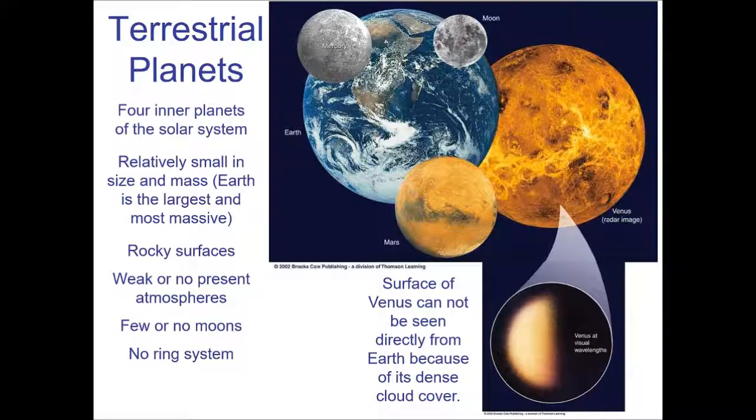In terms of moons, Earth obviously has 1. Mars has 2 captured asteroids. We call them moons, but we know they're captured asteroids. Mars will lose them in the future. They're not a stable thing. Venus has no moon, and Mercury has no moon. None of these objects have a ring system on them. So that's the general characteristics of what we see for terrestrial planets. So let's go through them.